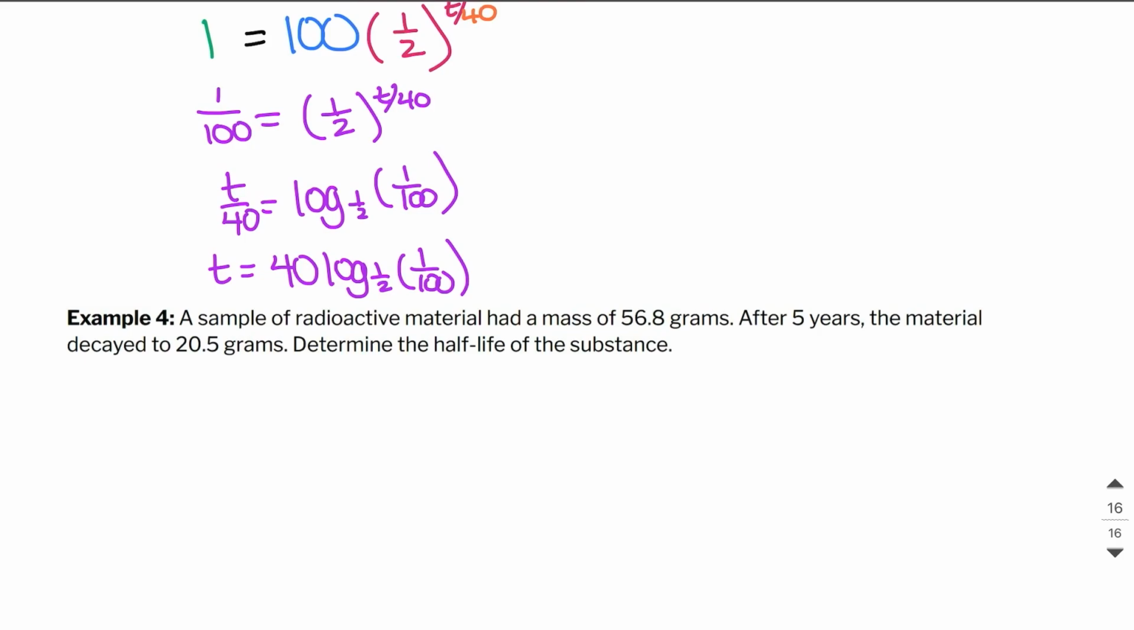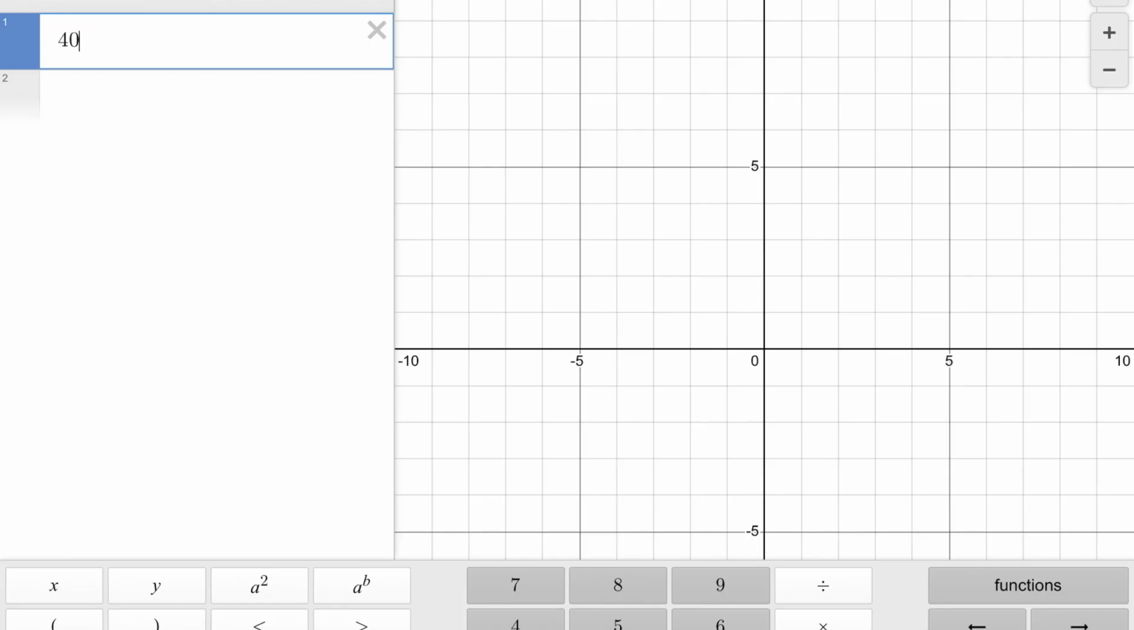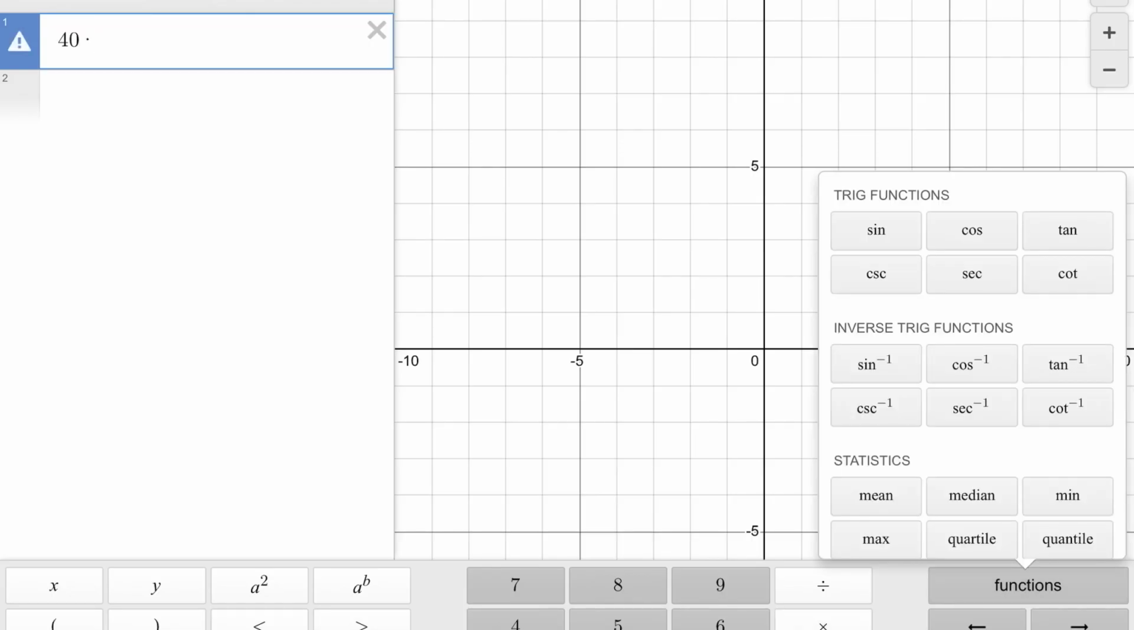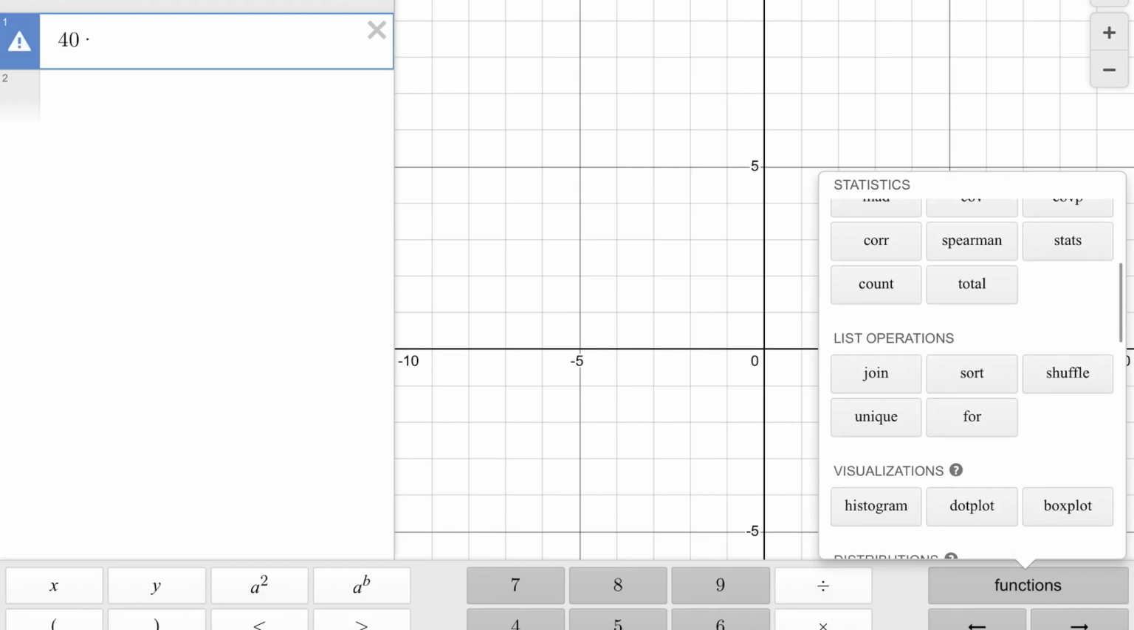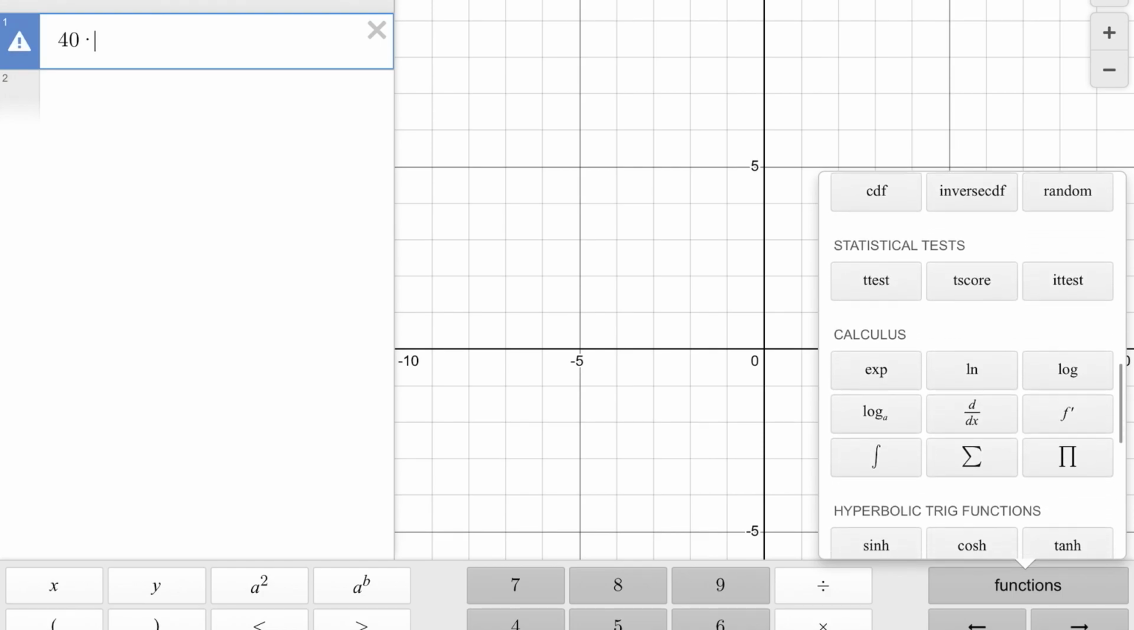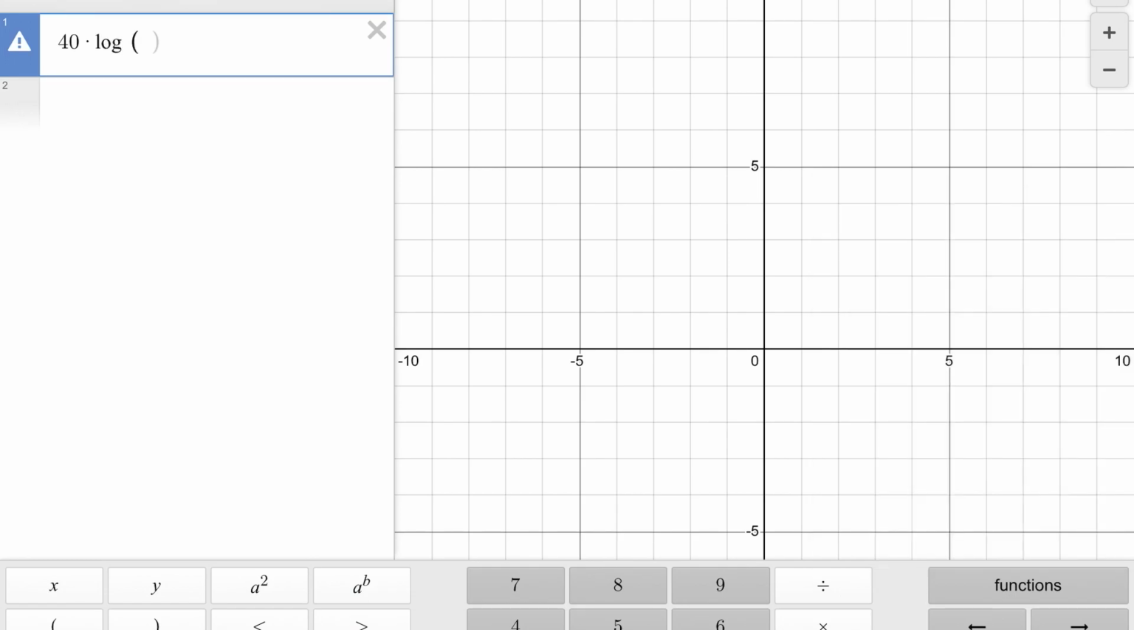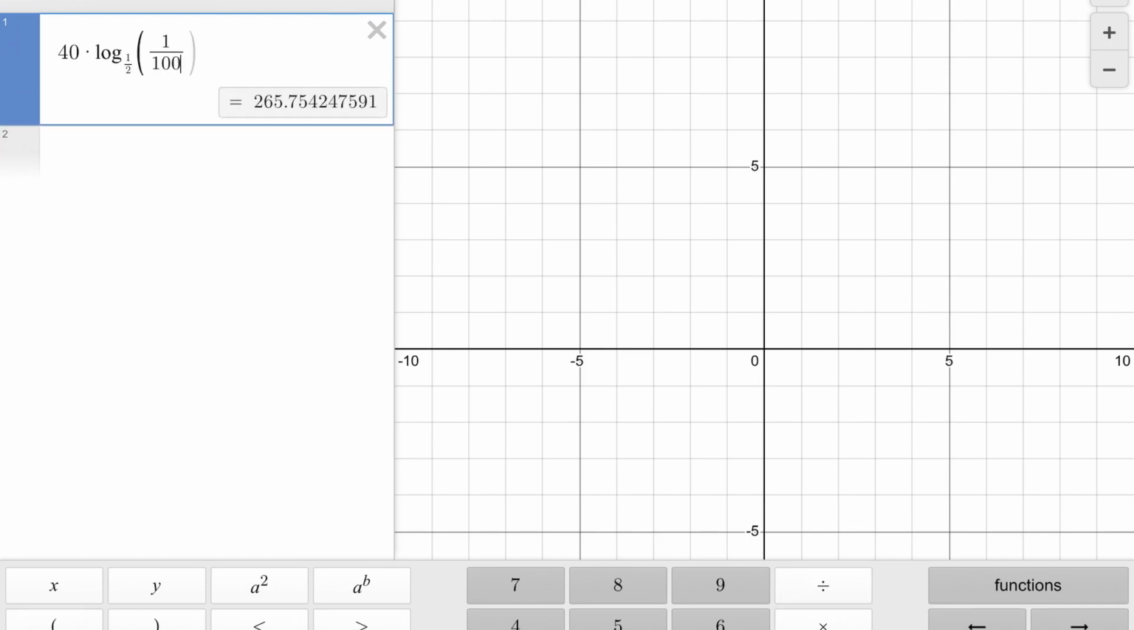And I'm going to use the Desmos graphing calculator because I can do bases in the Desmos graphing calculator. So let's go ahead and type this out. So 40 times the log with base 1/2 of 1 over 100. And my answer right here is about 266 years.